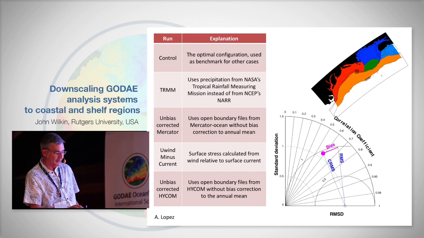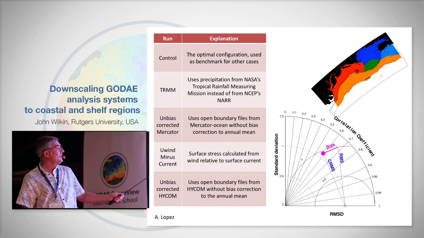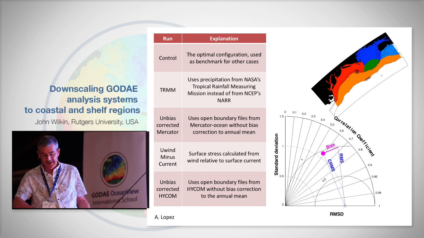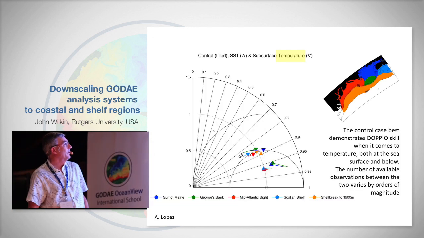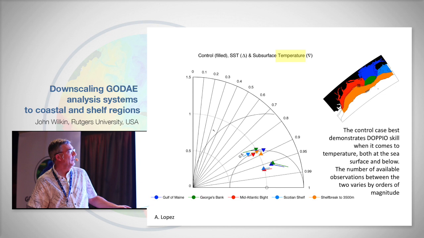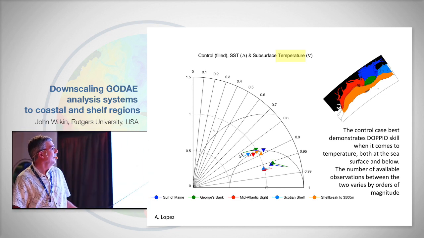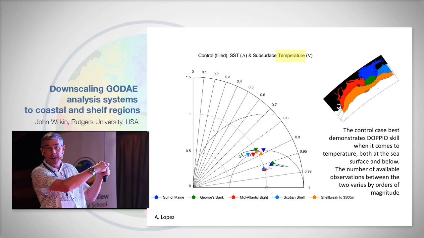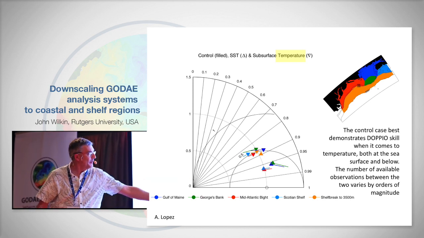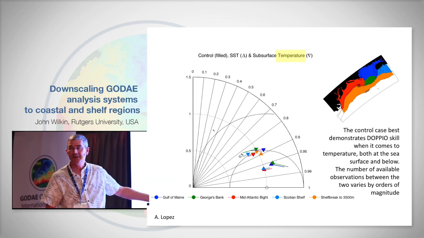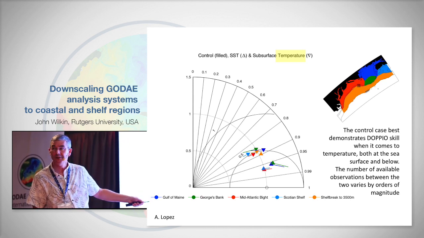Oh, and I'm just going to show you some skill of the control case, and a couple of sensitivity tests we did by using different precipitation fields and different boundary conditions. And so this here is a Taylor diagram. The colors of the symbols correspond to different areas through the model domain. The triangles pointing up are for sea surface temperature, and the ones pointing down are for subsurface temperature. Sea surface temperature we tend to do better consistently, not surprising. Subsurface temperature, not quite as good, but still pretty good.